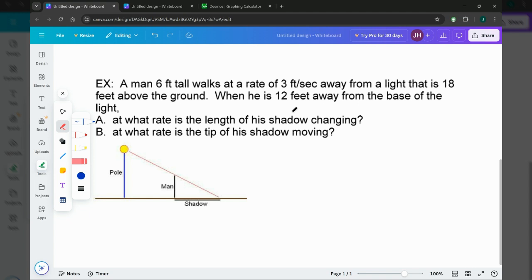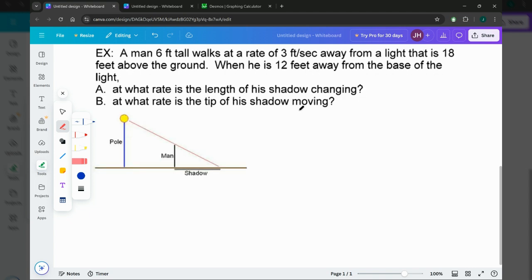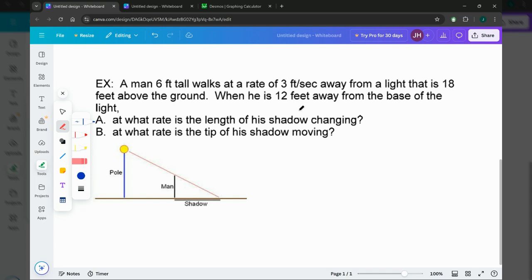Now, this shadow problem is really a popular question that I've seen in several books. I've even seen several different teachers use it on their test at the college level, at the high school level. You have a man that is 6 feet tall walking at a rate of 3 feet per second away from a light that is 18 feet above the ground. When he is 12 feet away from the base of the light, at what rate is the length of his shadow changing? At what rate is the tip of his shadow moving?